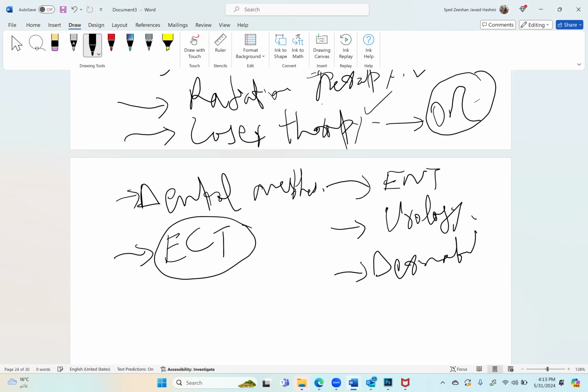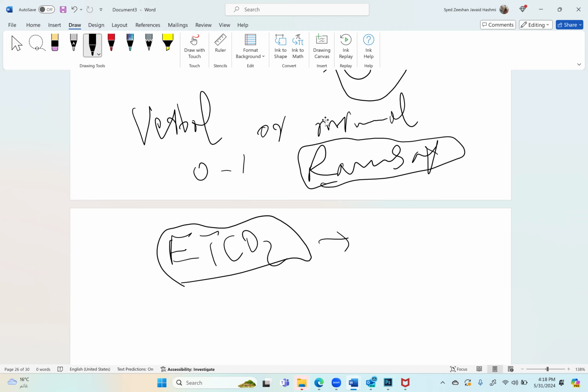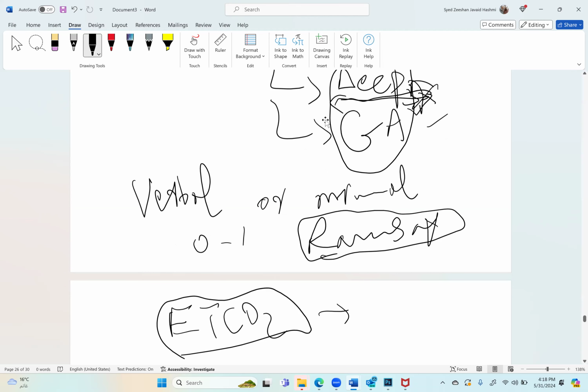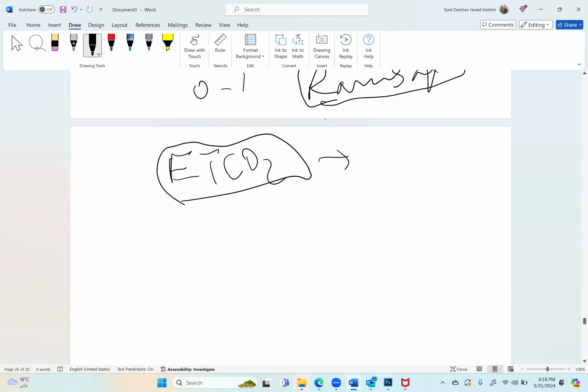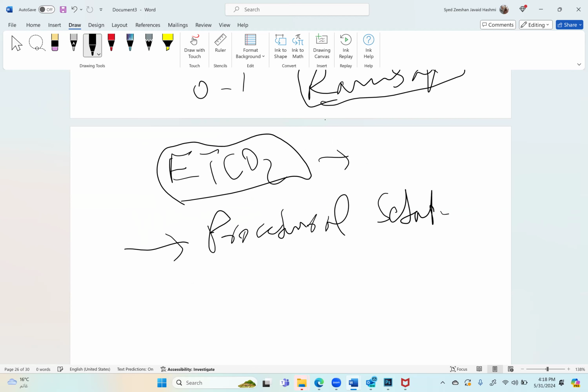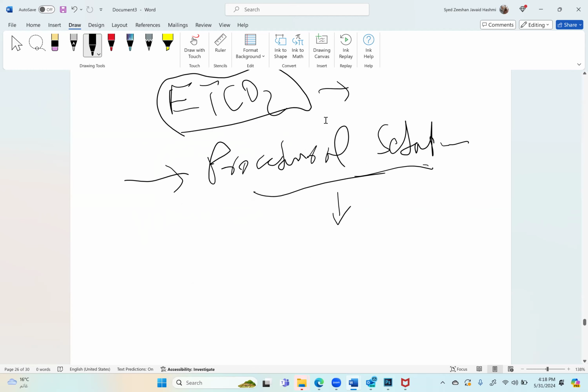We can monitor it by placing the end-tidal connection inside the face mask, or we can use that special cannula. These are the different options we can use for this sort of sedation, which is called procedural sedation. So what options will we have for this? What medications can we use?